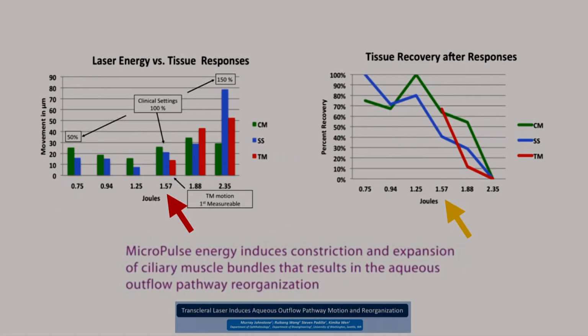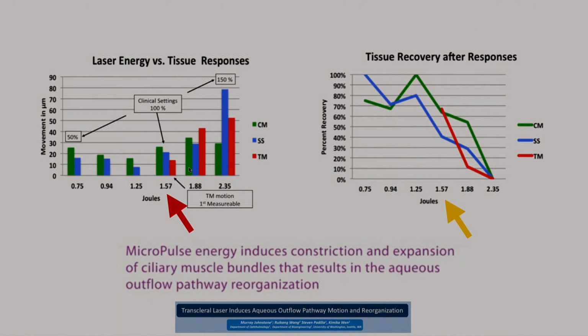So what happens when you increase the energy? See, at 1.57, why 1.57 or why 2000 milliwatts is, it is at that point you will get the trabecular meshwork motion. If you have it less than 1.57, rather 1.25 or 0.9, there is no red graph at all. That means there is no movement of the trabecular meshwork.